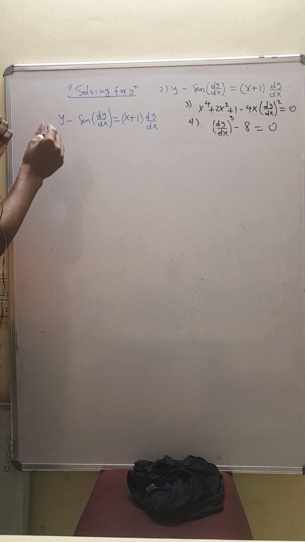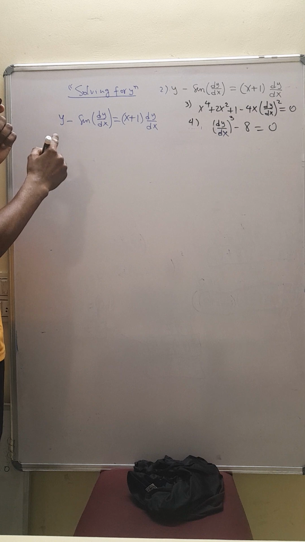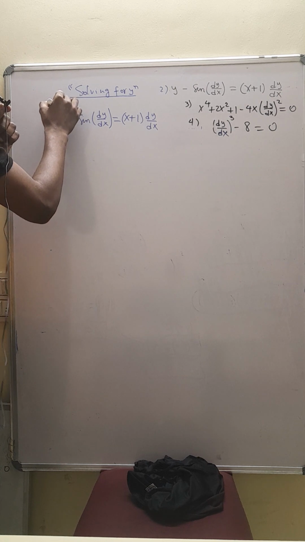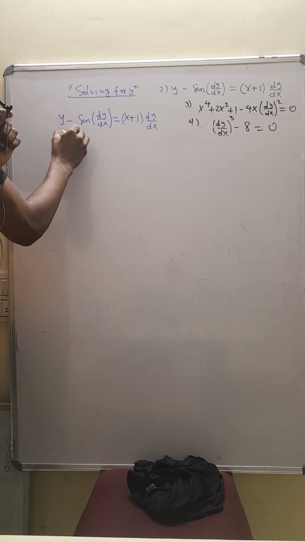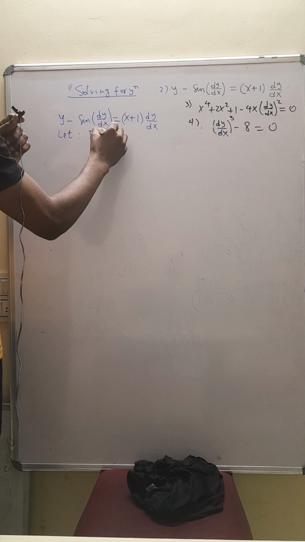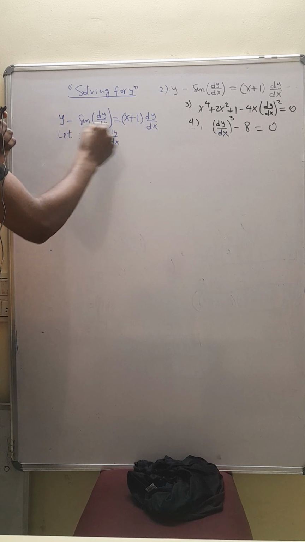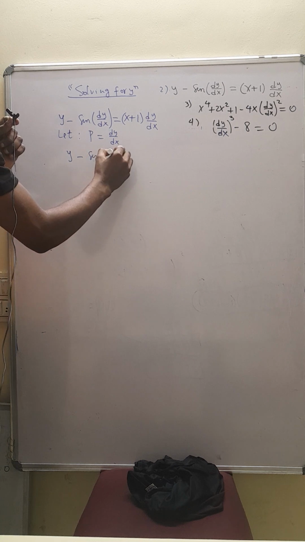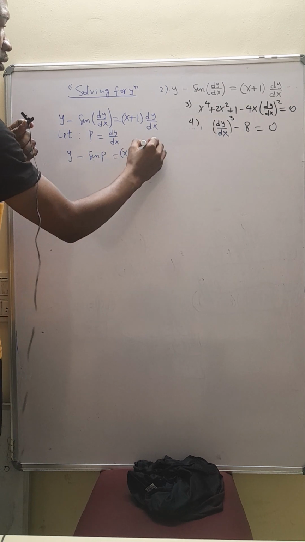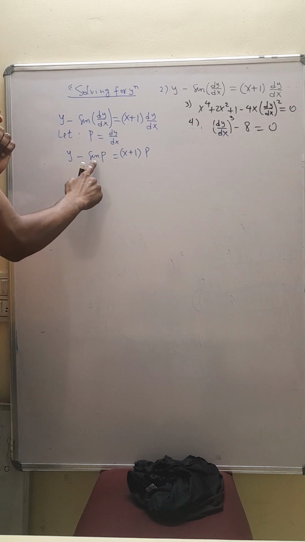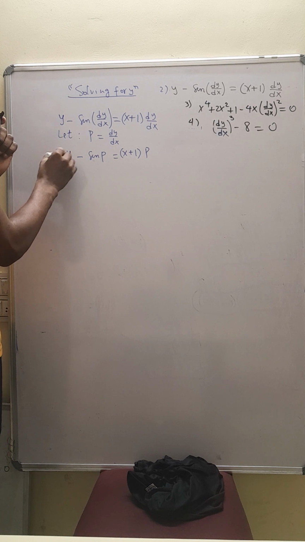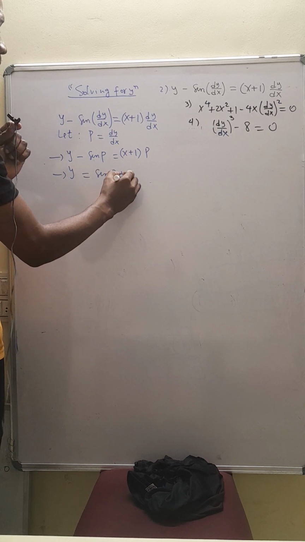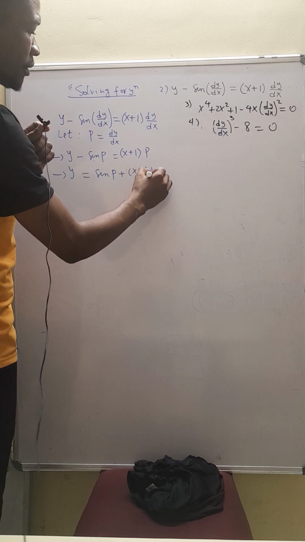Solving for y. Whether we are solving for y, for x, or for p, the first step is always: let p be equal to dy by dx. Always the first step. Then y minus sin p equals (x plus 1) p. Then make y the subject: y is equal to sin p plus (x plus 1) p.